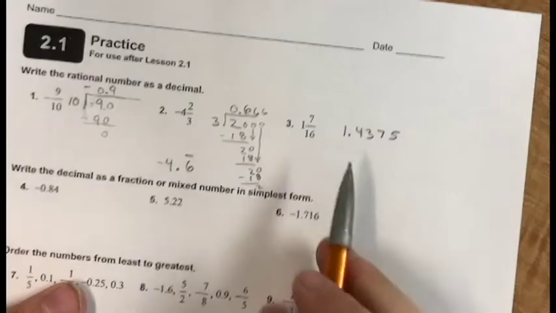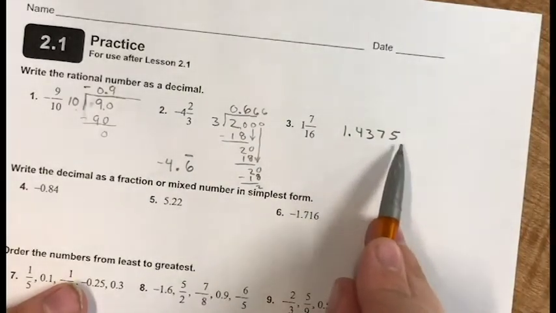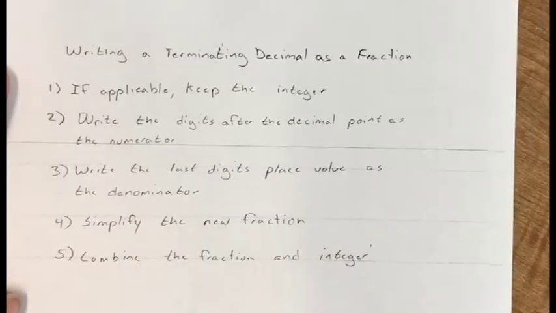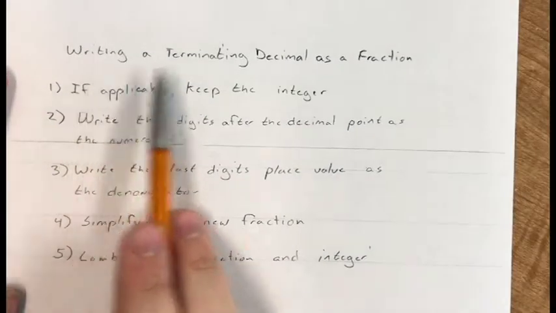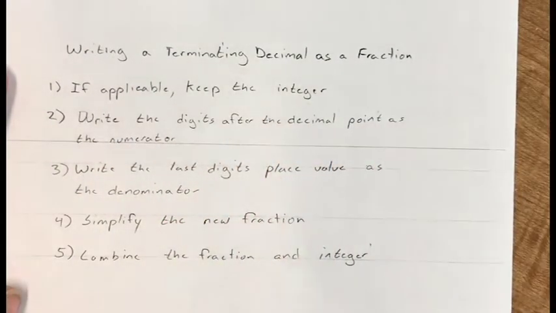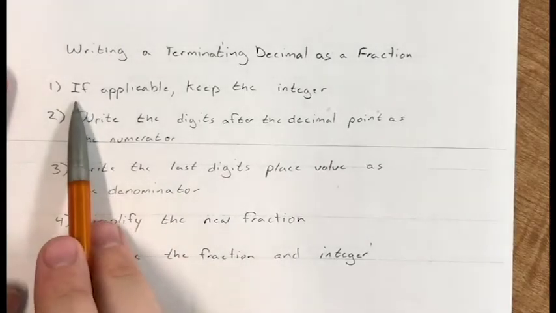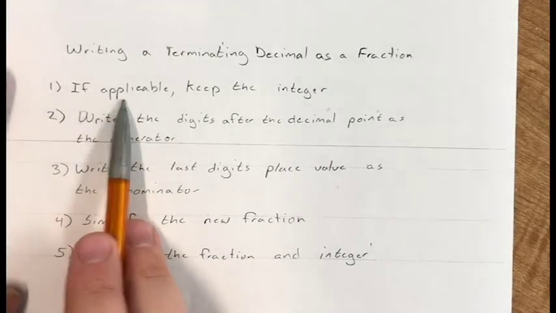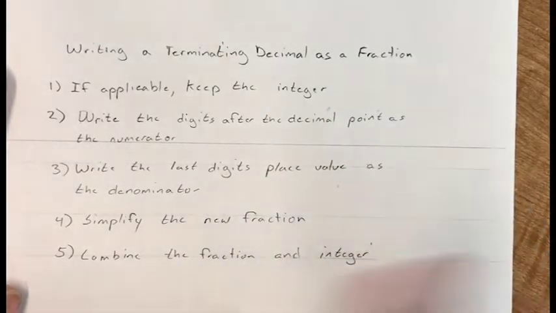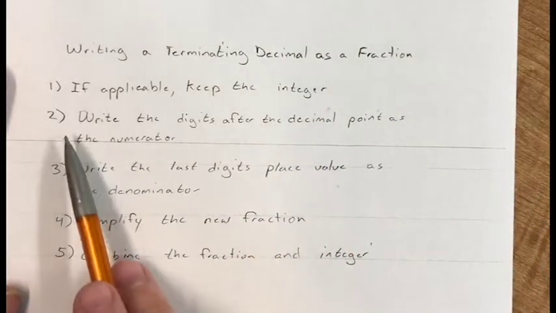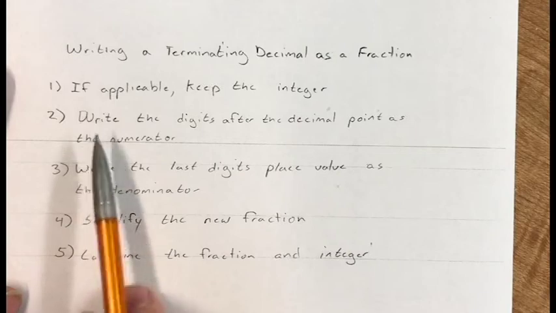What you should have got was 1.4375. So the next piece of this is to change a terminating decimal into a fraction. That is what we're going to do. So the very first step is much the same as the last time. If applicable, keep the integer. Makes your life easier. And then this next step gets a little confusing, but we'll help you out.